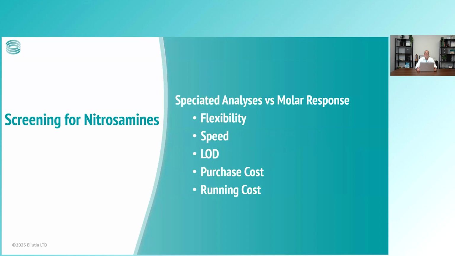The screening approach gives you increased flexibility, where the same equipment can be used to screen incoming excipients, ingredients, finished products, inks, plastics, and packaging materials. But since there is no chromatography, there's no identification of the exact nitrosamine present. But the throughput is higher than for speciated analysis. The purchase and running cost for a screening approach is also generally lower than that for a speciated approach.